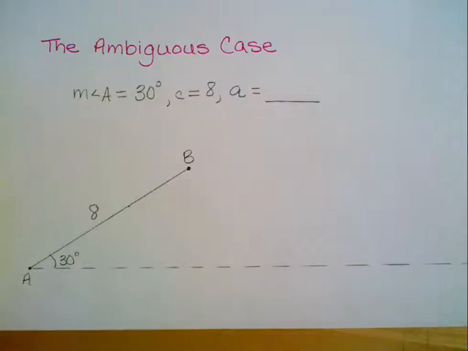In this video, I want to talk to you a bit about the ambiguous case. In geometry, we learned that to prove two triangles are congruent, we can use side, side, side; side, angle, side; angle, side, angle; or angle, angle, side. We also have the possibility of a hypotenuse leg situation.